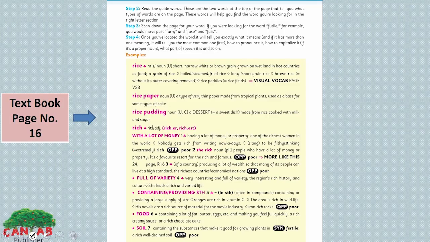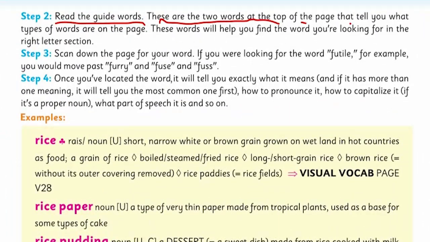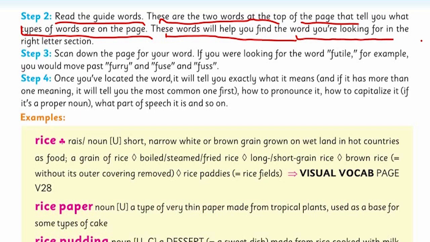Look at step number 2 here. Read the guide words. These are two words at the top of the page that will tell you what types of words are on the page. These words will help you find out if you are looking in the right letter section. Step number 3, scan down. Scan means to search down the page for your word. If you are looking for the word futile, for example, you would move past fury, fuse and fuzz here.